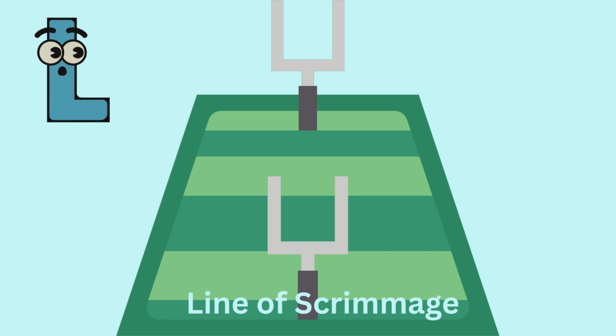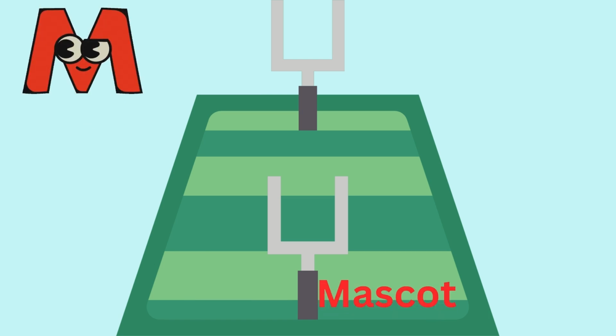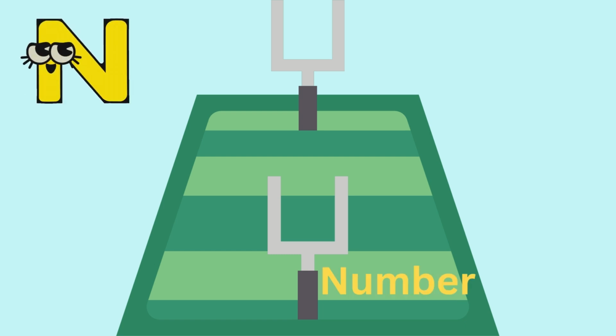Yes, that's right. M is for mascot. Every team has a mascot to cheer them on. Which mascot's your favorite? N is for number. Each player has a special number on their jersey.